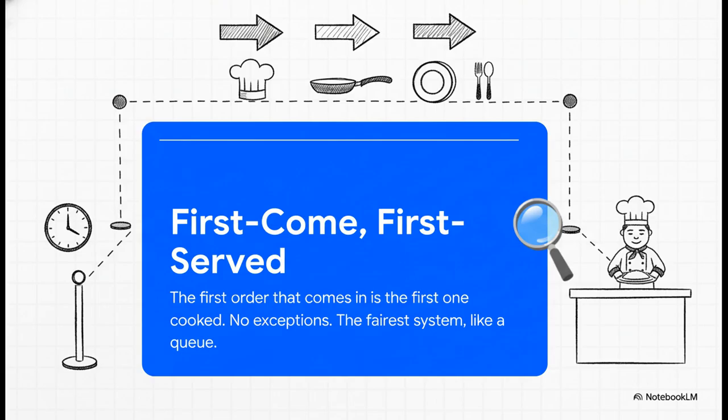Okay, strategy number 1 is the simplest one, and you could argue it's the fairest. It's called first come, first served. It is exactly what it sounds like. Just like waiting in line at the grocery store, the first order that comes in is the first one the chef works on. No cutting, no exceptions.